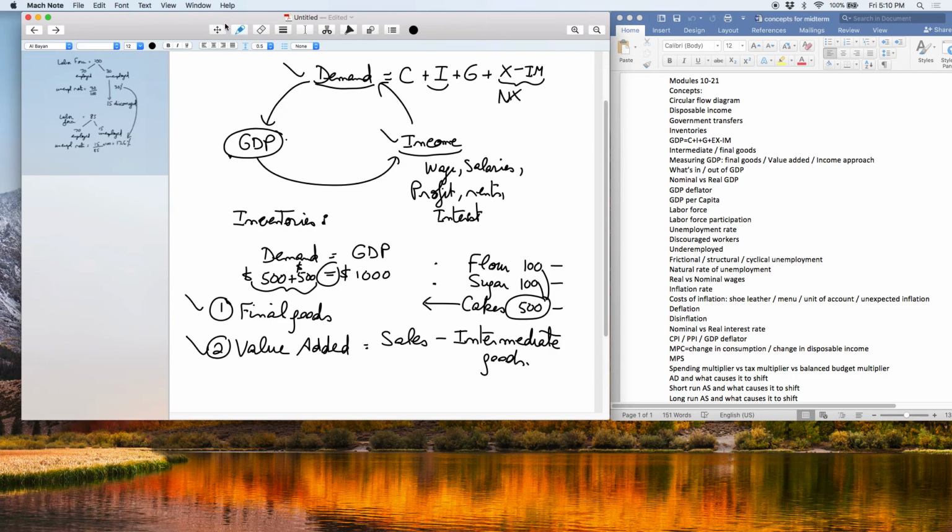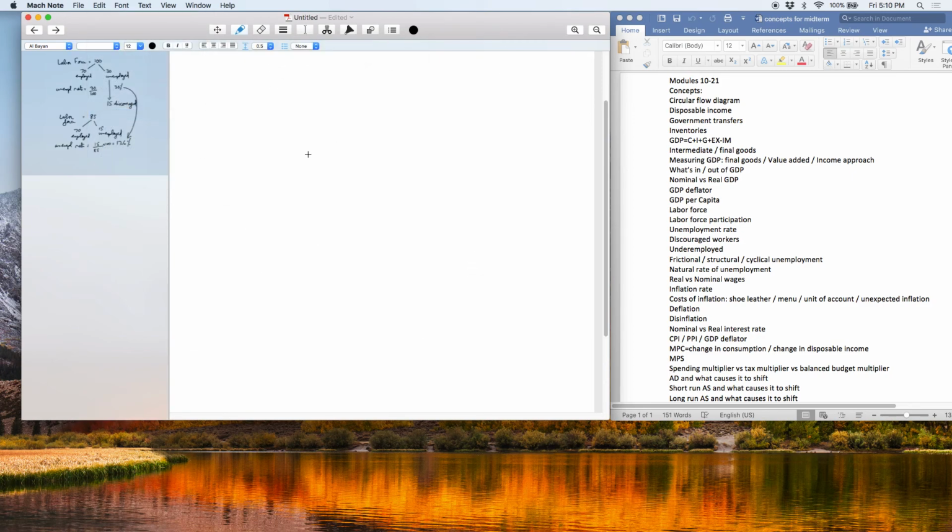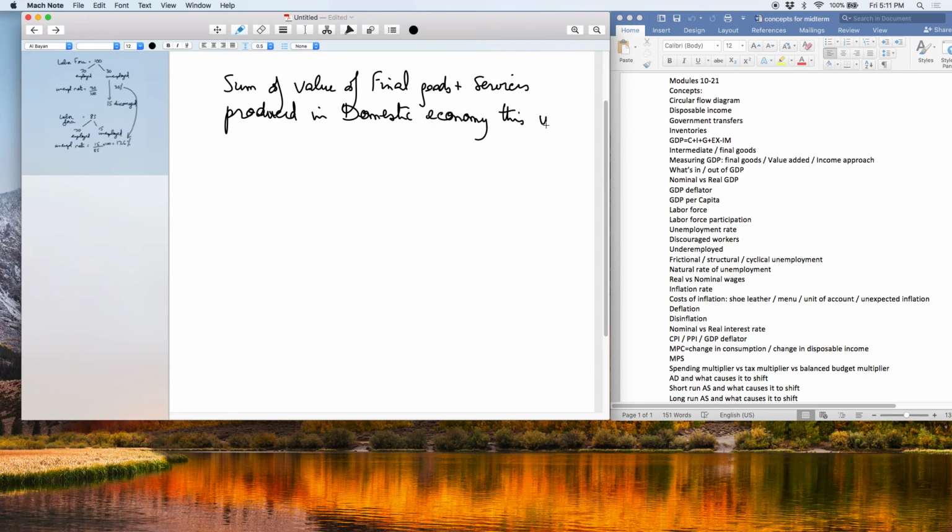Okay, what's in and out of GDP? We said GDP is gross domestic product, which is the sum of the value of all final goods and services produced in the domestic economy this year. So, if you're using the final goods approach, you're only counting final goods.